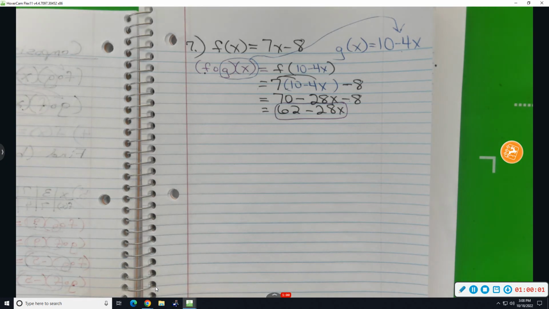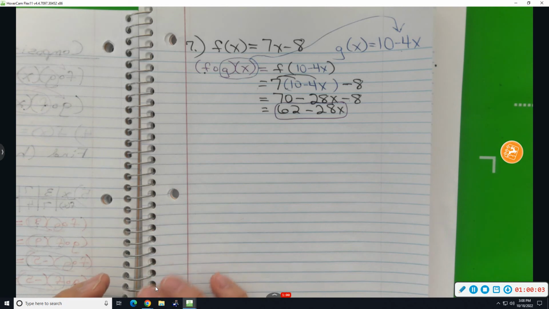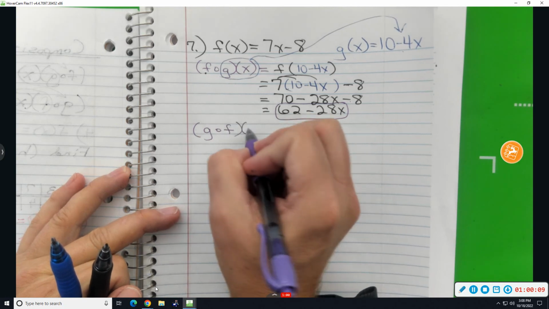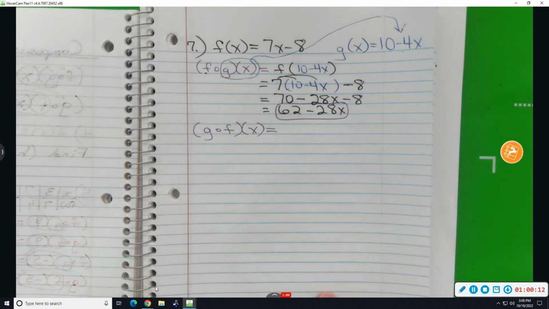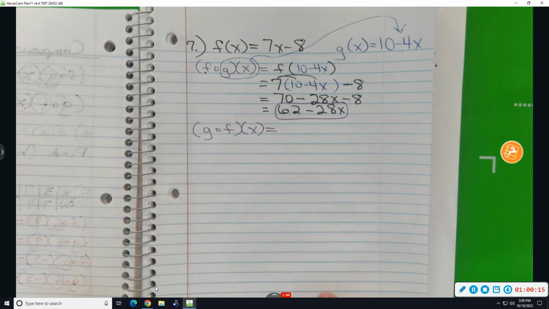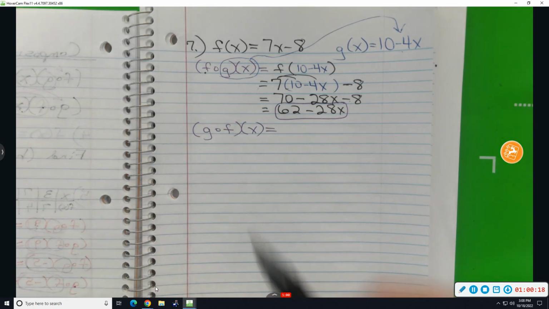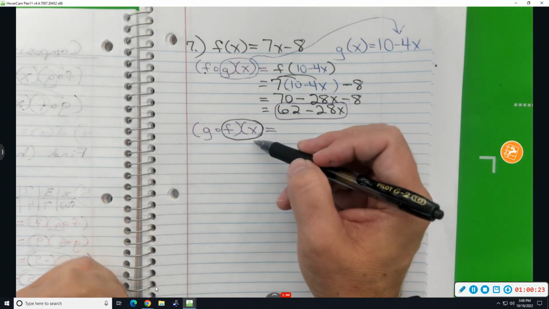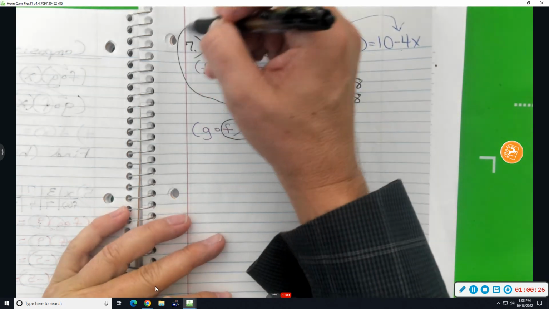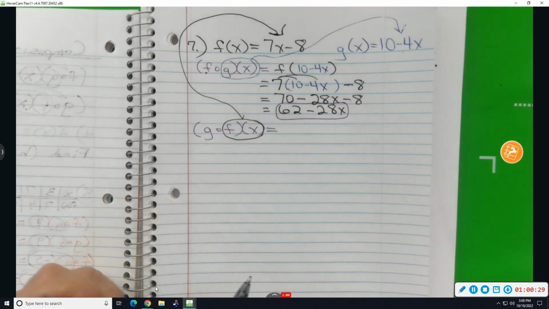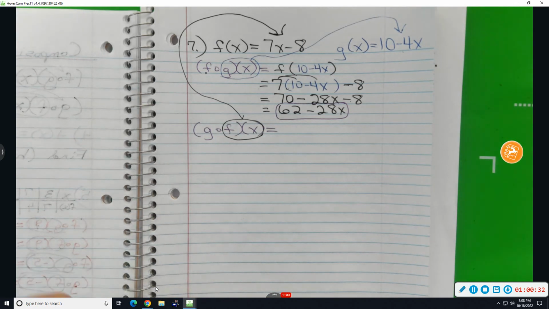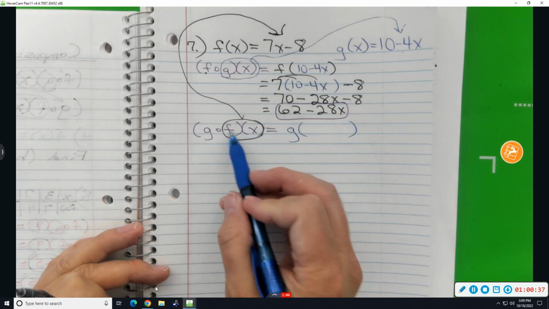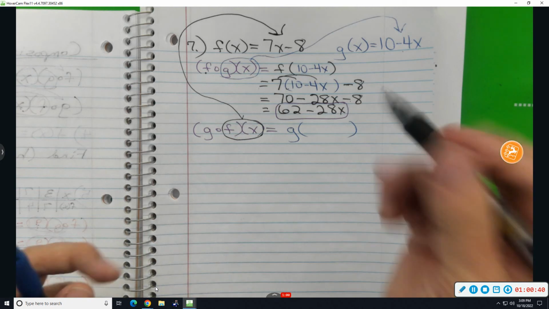Now they want the reverse composition, g composed with f of x. We know what f of x is. Right there, the inner function is f of x. We know what that is. There's no number to plug in. F of x, they gave that to us. It's 7x minus 8. So we have g on the outside. Replace the f of x with 7x minus 8.